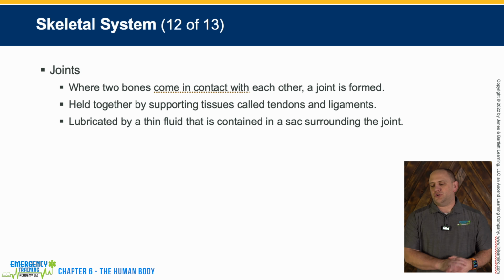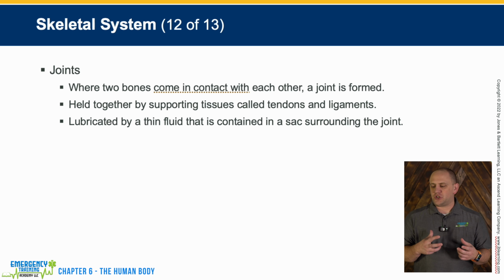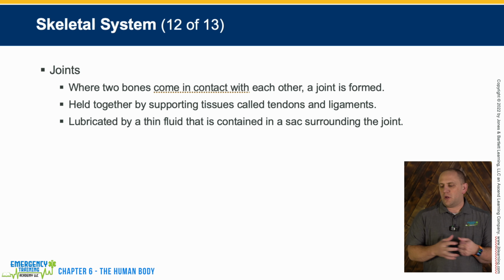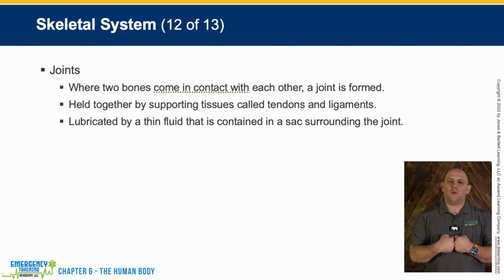So we've been talking about joints. Joints are just where 2 bones come in contact with each other. At the joint, the bones are held together by connective tissue. These are the tendons and the ligaments. And then there's a small lubricated sac in between those 2 bones, so that we're not rubbing bone on bone. That small lubricated sac helps to allow the movement to be more fluid.